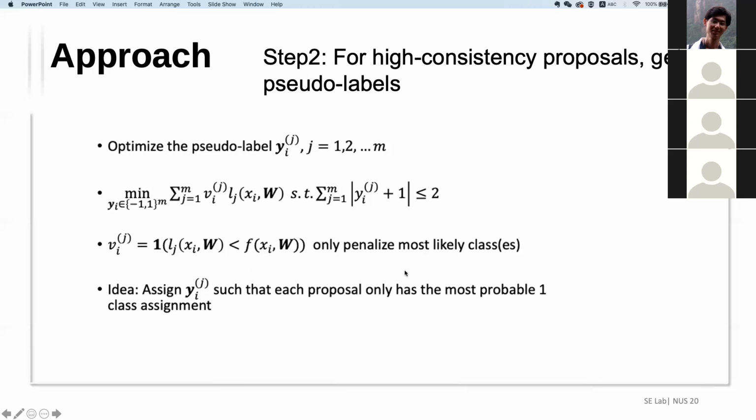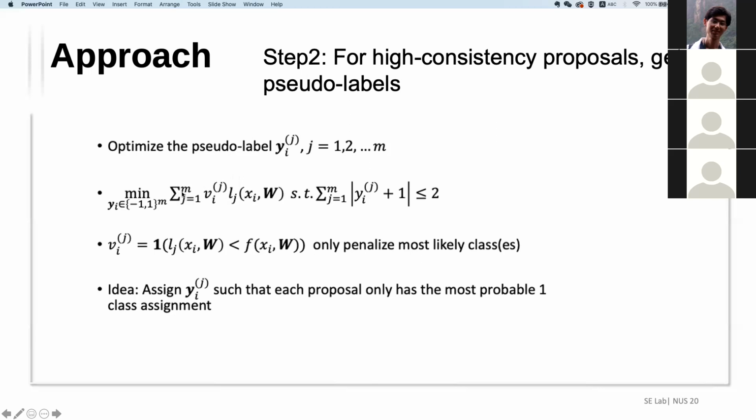I'm still digesting the formula here. The pseudo label. But do you understand the idea here? I'm aligning your idea with the formula. For example, if you forget about this vi, then this loss is just the binary cross entropy loss summing over all classes.